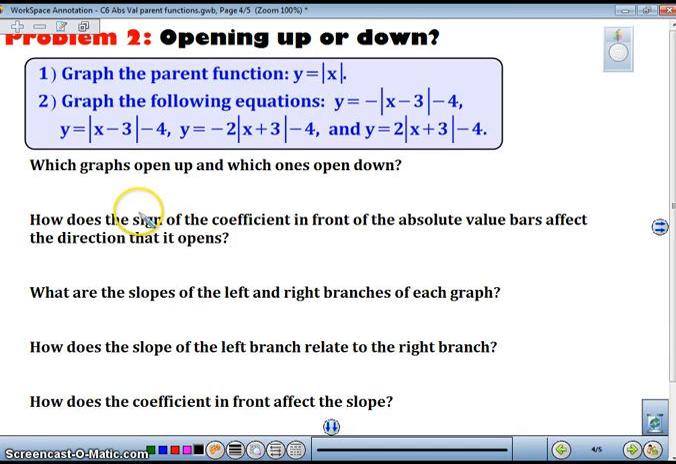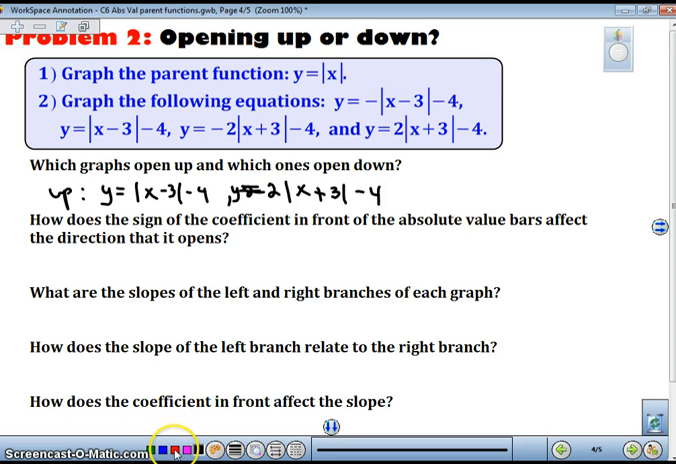So if we are looking at which ones go up, our up graphs in this case should be y equals the absolute value of x minus 3 minus 4, and the other one should be y equals 2 times the absolute value of x plus 3 minus 4.